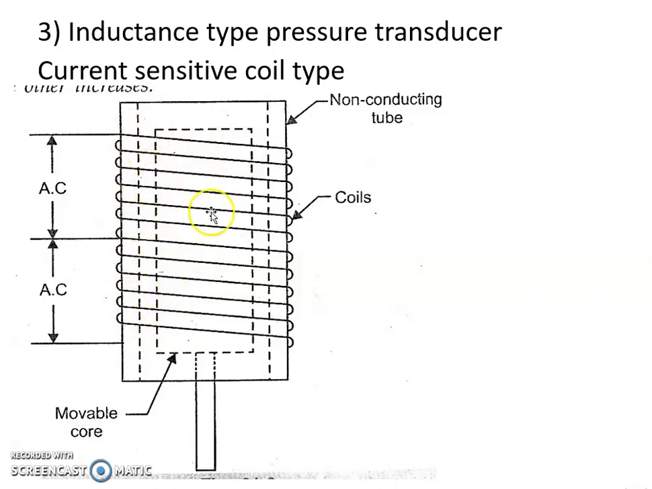Because of this change in the inductance, the current flowing across the coil also changes, and we can measure either the change in the current, or the change in the inductance can also be measured directly with the help of inductance measuring bridges. And this value of change in the inductance gives the value of applied pressure.